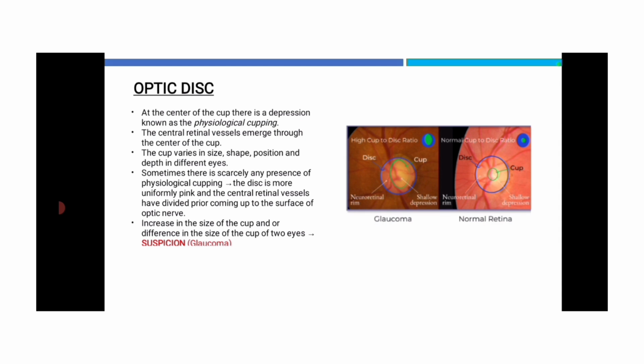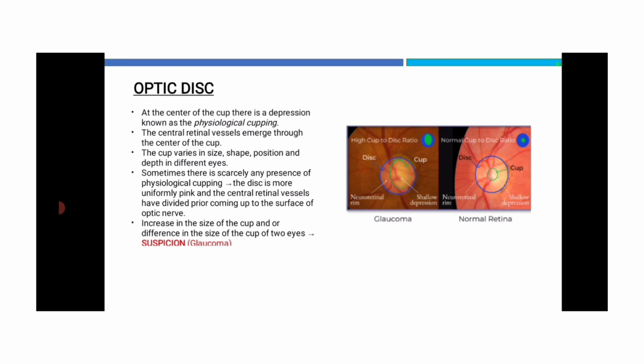In some cases, there is very little cupping, making the optic disc appear more uniformly pink, with vessels dividing before they reach the surface. However, when the cup becomes abnormally large, or if there is a significant difference in cup size between the two eyes, it raises suspicion of glaucoma, a serious condition that can lead to vision loss if left untreated.